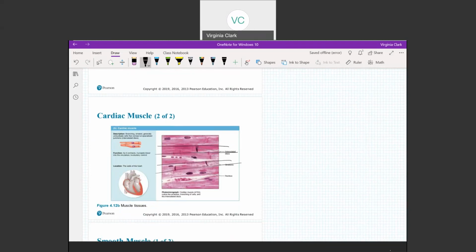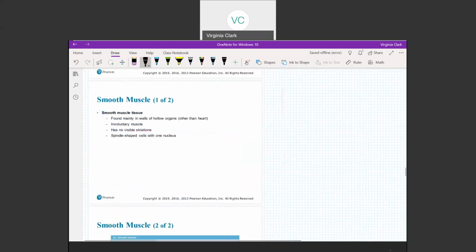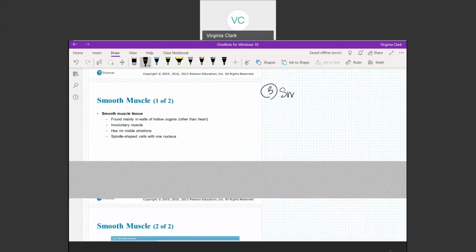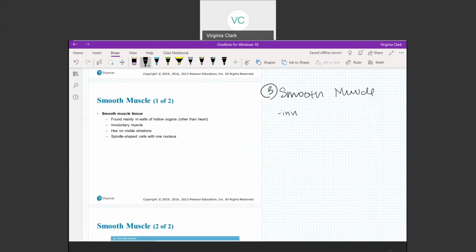And then the third type we're going to have is going to be smooth muscle. This is also going to be involuntary. You do not choose to use this type of muscle. This is going to be found in walls of our hollow organs. Think about your digestive tract or the lining of your arteries. This is going to be these cells or this type of tissue.